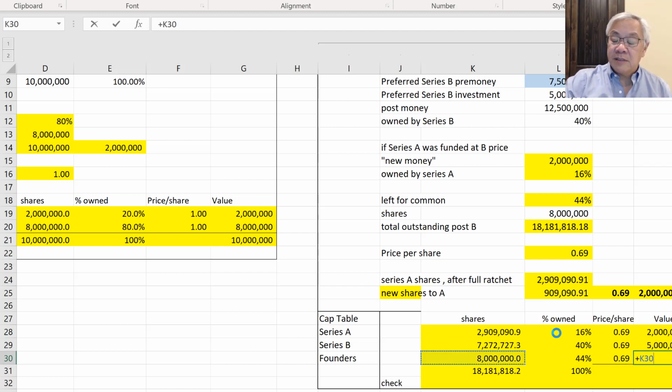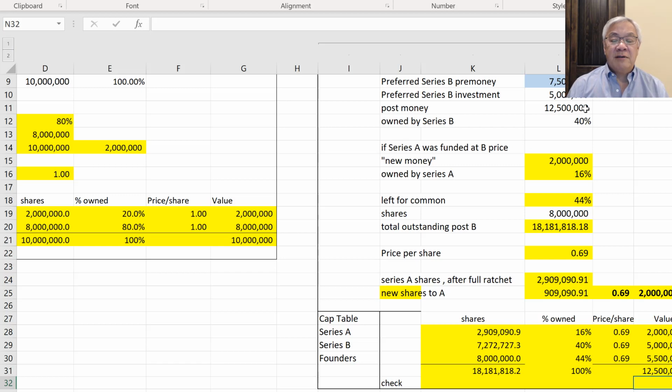And the founders still have 8 million shares, but the price per share dropped. So their value started at 8 million here, and from the combination of dilution from the Series B and the down round, they are now down to $5.5 million of value. So the total equals the 12,500,000, which is the post money that we had before. This math was all because we had to make up to the Series A investors that the price went down, and we have to give them extra shares, quite a bit.